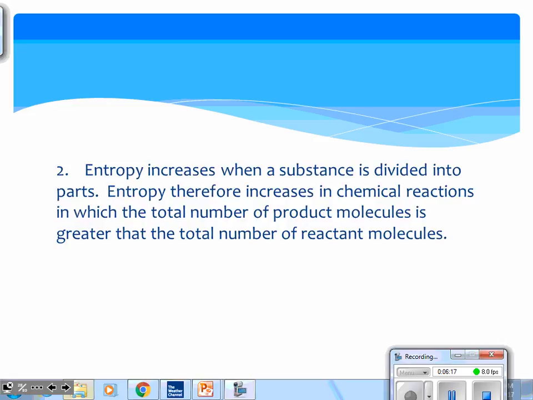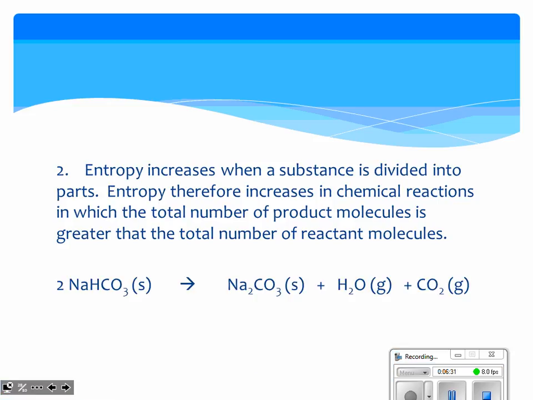This is what I was talking about just a second ago when we had the one reactant turned into two products. Here we go. This one is a little bit more. I have sodium bicarbonate. Sodium bicarbonate is decomposing into sodium carbonate, water, and carbon dioxide gas.